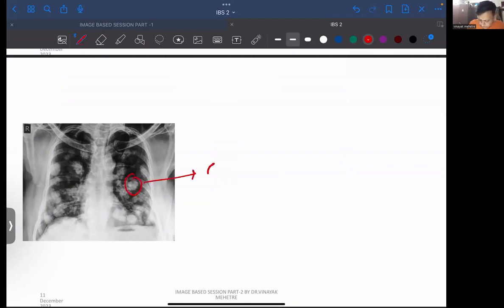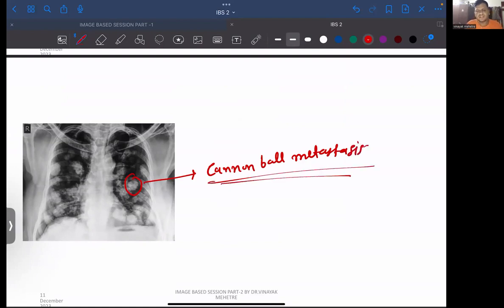It is called cannonball metastasis. What do we call it? Cannonball metastasis. Seen in? Just remember, whatever is present in the abdomen can cause metastasis in the liver and the lungs.